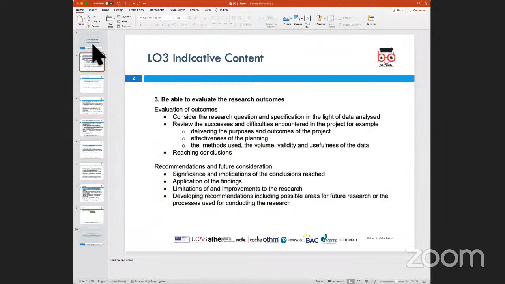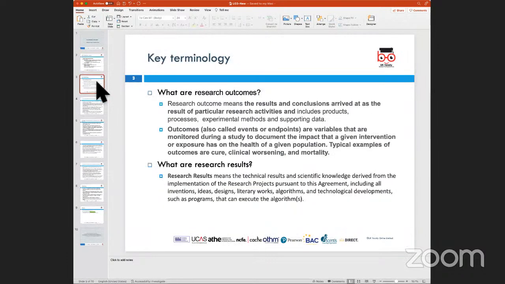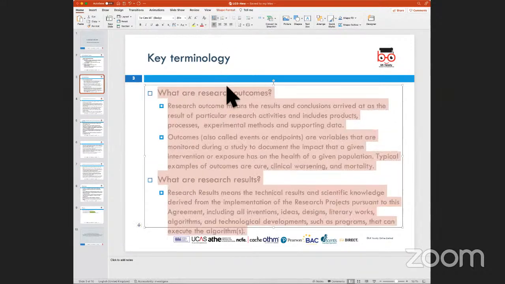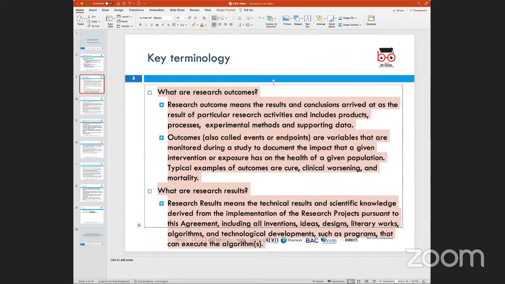To meet this particular criteria for the research project. Now, if we go across into a couple of slides, there are not very many slides to take you through today, but we are going to look at a few key questions in terms of understanding some of the bits and pieces which are part and parcel of this learning outcome.